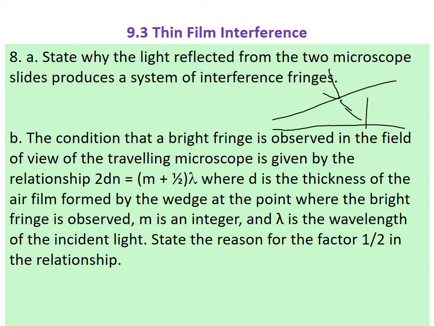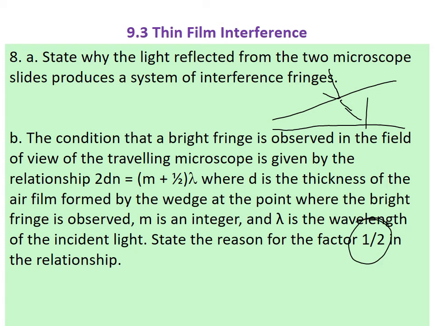For part B, the condition that a bright fringe is observed in the field of view of the traveling microscope is given by the relationship 2dn equals (m plus 1/2) times lambda, where d is the thickness of the air film formed by the wedge at the point where the bright fringe is observed, m is an integer, and lambda is the wavelength of the incident light. State the reason for the factor 1/2 in the relationship.